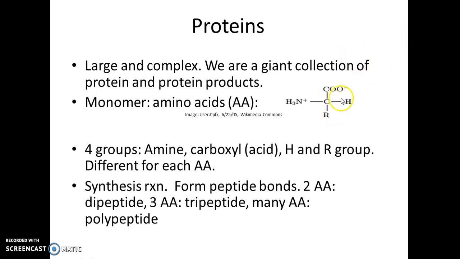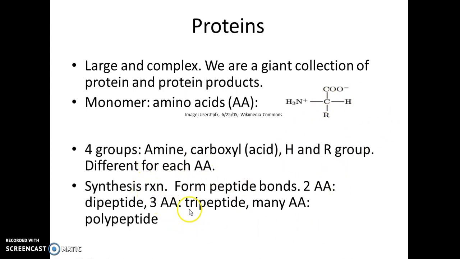We have a hydrogen group. This is our carboxylic acid group, lost the hydrogen. This is our amino group. It's a basic group, so gained a hydrogen. And this is your R group. Now, the R group can be anything, and it is different in the 20 different amino acids. Everything else is the same except for the R group.